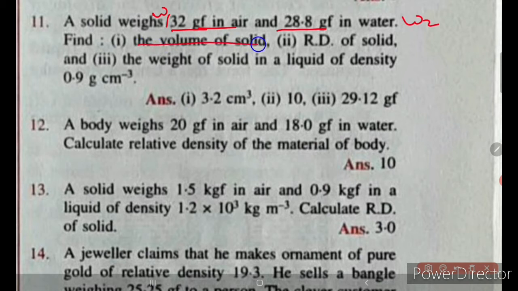A new type of question. Find the volume of the solid, the relative density of the solid, I think you can do this, and the weight of the solid in a liquid of density 0.9 gram per centimeter cube. Okay, so this is not water. Okay, let us try to solve number 11.